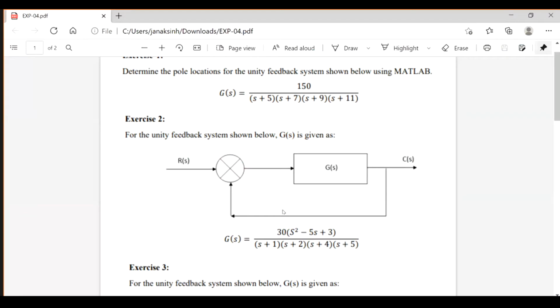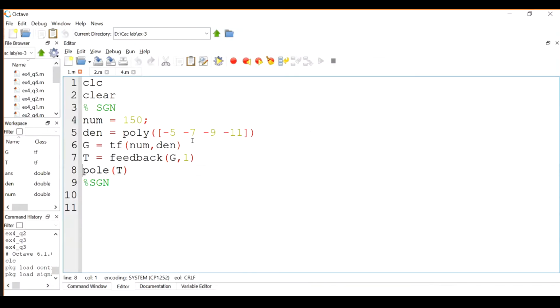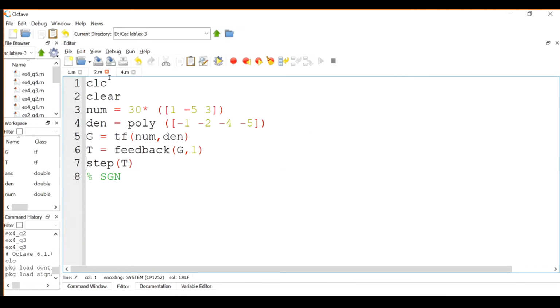So moving to the Octave code, we can see that firstly we cleared the command window with clc. The numerator was given as 30 into (s square minus 5s plus 3). So we can write 30 star, with polynomial coefficients 1, minus 5, 3. The denominator was given as (s plus 1)(s plus 2)(s plus 4)(s plus 5). So we can write it as poly of minus 1, minus 2, minus 4, minus 5.